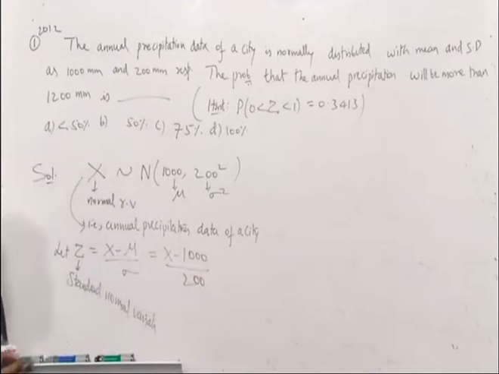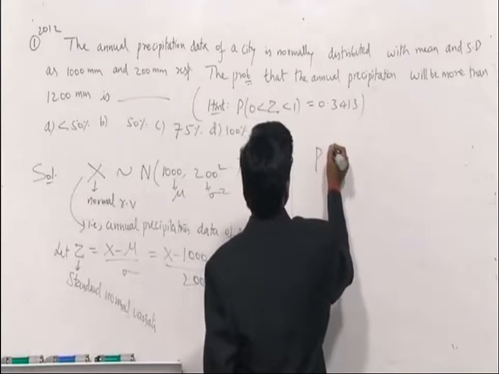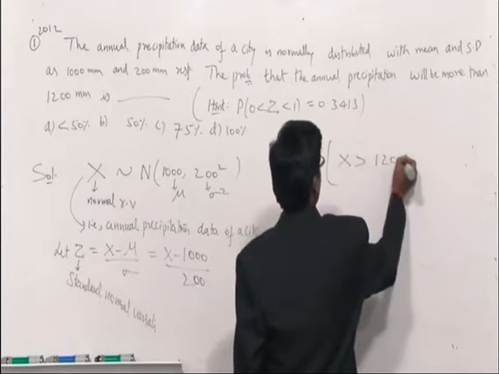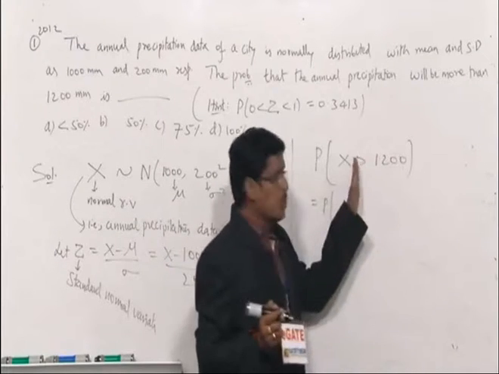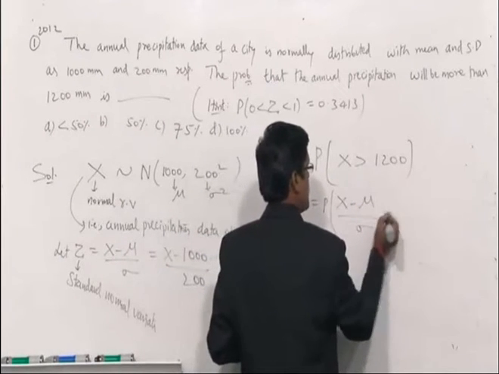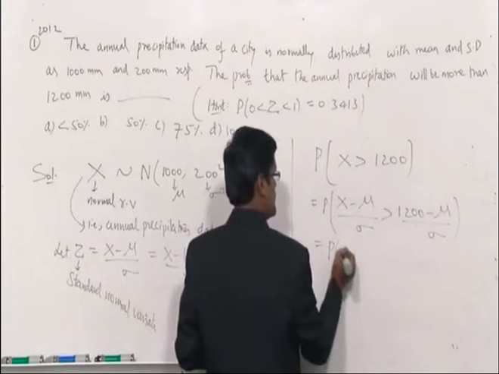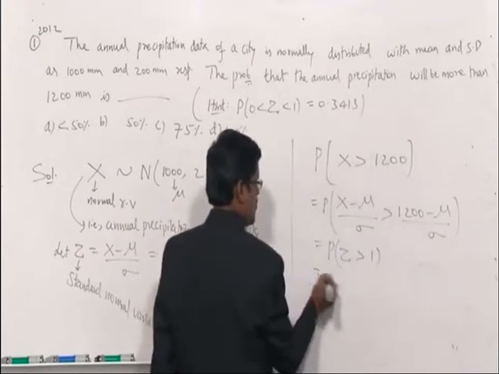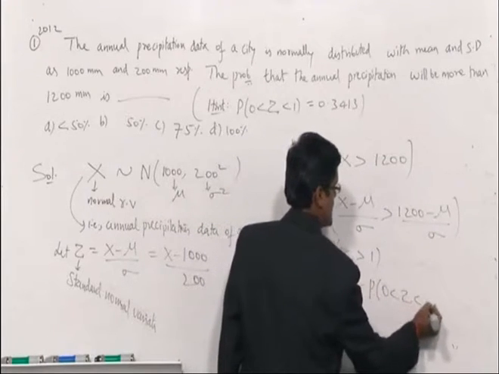So what we require here is probability of x greater than 1200. Convert into Z, meaning subtract mu and then divide by sigma. Each is converted into Z. X minus mu by sigma greater than 1200 minus mu by sigma. This I denote by Z. Greater than 1200 minus mu 1000, 200 by 200, 1. So what is this? 0.5 minus P of 0 less than Z less than 1.